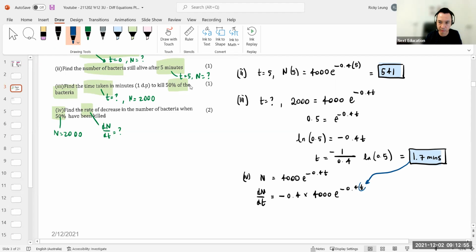So I would substitute 1.7 into there, and you should get, let's see what you get there, negative 8.1. Now, one decimal place, or maybe just round to the nearest whole number, because you get 810.6, so let's go 811 bacteria per minute.